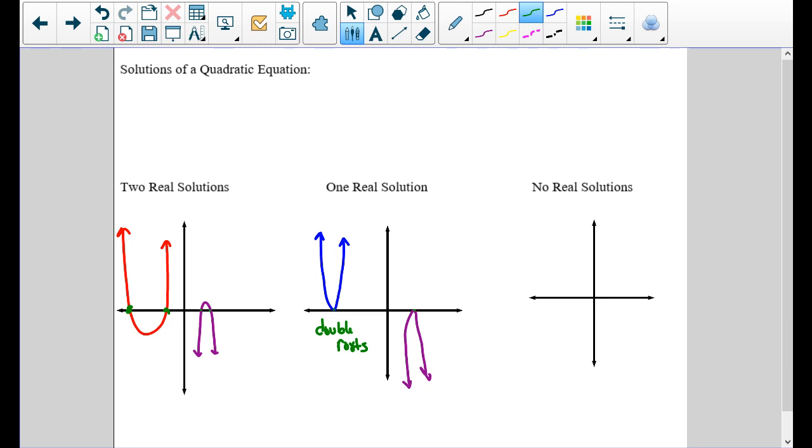And we can have no real solutions. So just like before, no solution answers where this graph is above the x-axis, opening up, never touches the x-axis. So there's no real solutions there. Same thing, graph opening down, and it can be below that x-axis, so it never touches the x-axis. And so I have no x-intercepts there. So again, two solutions, two x-intercepts. One solution, one x-intercept. No solutions, no x-intercepts. And that's kind of what we're looking for when we're taking a look at these graphs.